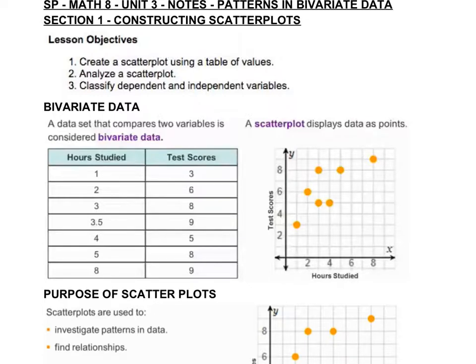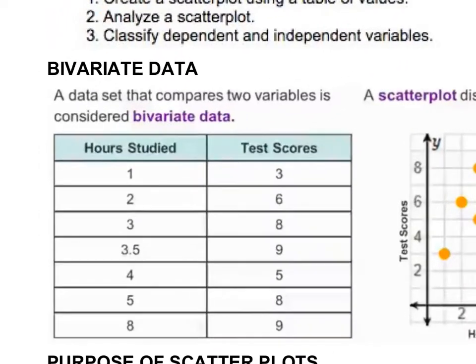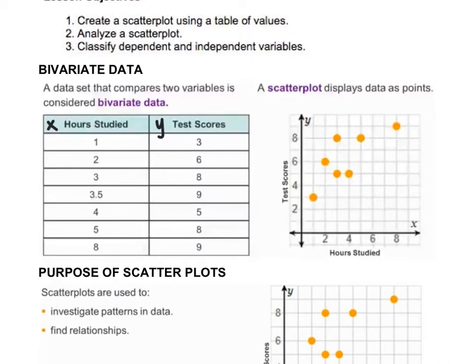So when we talk about data, we are going to be looking at the relationship between your x values, and I'm going to call this my x, hours studied, and my test score is y, and we show the relationship between these two, and we see if there's some sort of correlation here. All right, and given a table like so, and given the graph, what we try to do is analyze a scatterplot.